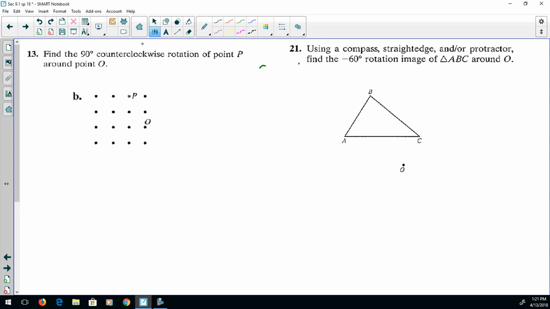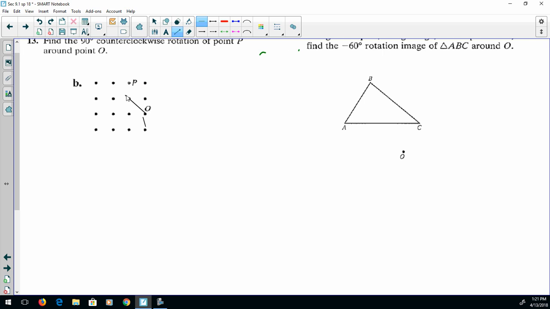Well, let's just kind of draw what it probably looks like. Okay, so here, I don't have much space here on my desk, so I'm having trouble drawing things. There's OP, and we want to go 90 degrees this way. So that would be something like that. This is a 90-degree angle. So this point is P prime.